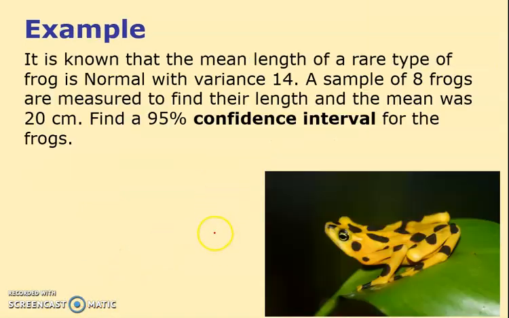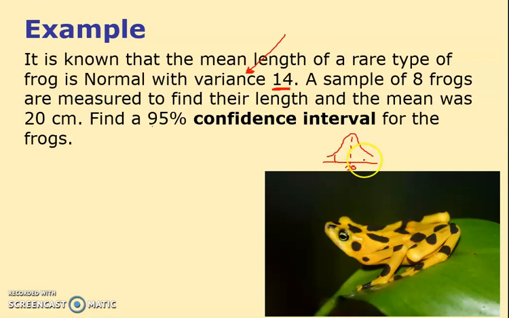Let's use the calculator. It is known that the mean length of a rare type of frog is normal with variance 14. Alright, now this tells me something about the variance. They tell me the variance is 14. I think the others have done the same. They've given me a lot of this information. A sample of 8 frogs are measured. So again, I can type this in. 95% confidence interval. So something like this is going on. I have got the mean was 20, and I want the confidence interval for it.